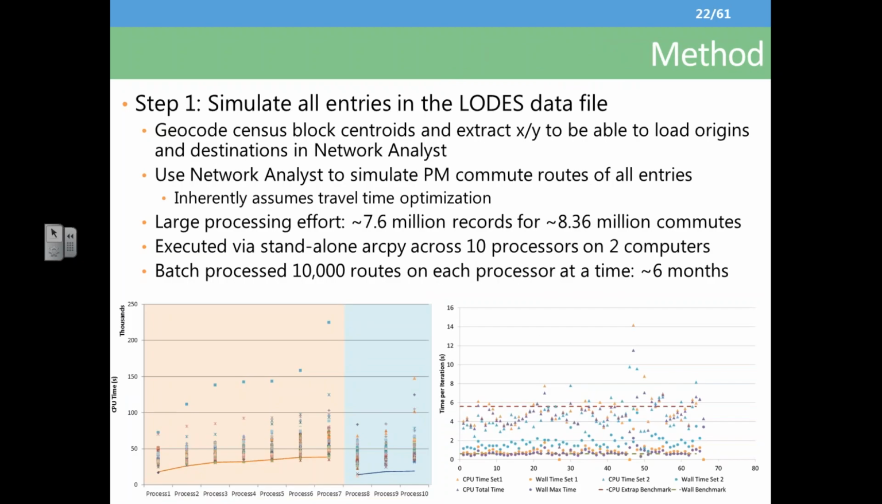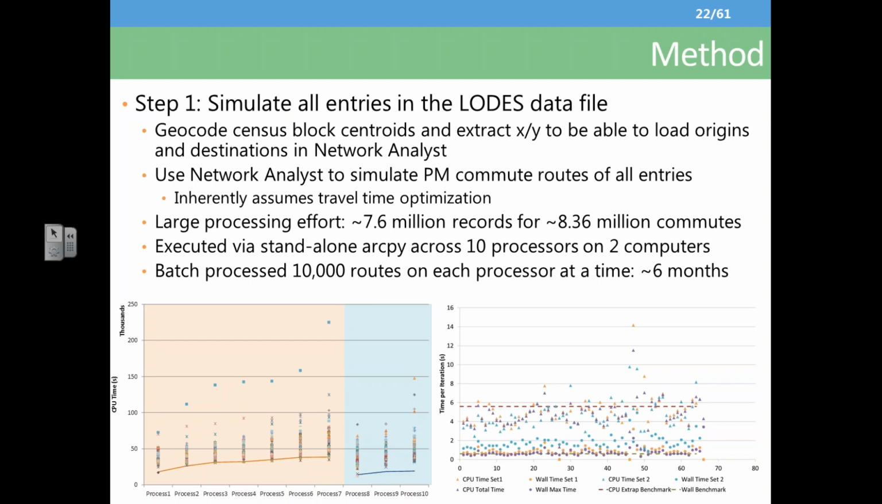So in order to develop our data set, what we did is we essentially simulated every entry in the 2014 LODES data file for California. So we geocode the census block centroids. Basically, in this GIS data, what you have is a polygon for every census block, but we take the center of that as the point that identifies that census block. We get its X and Y coordinates on the map, and we load those into the Network Analyst, which allows us to calculate the path.